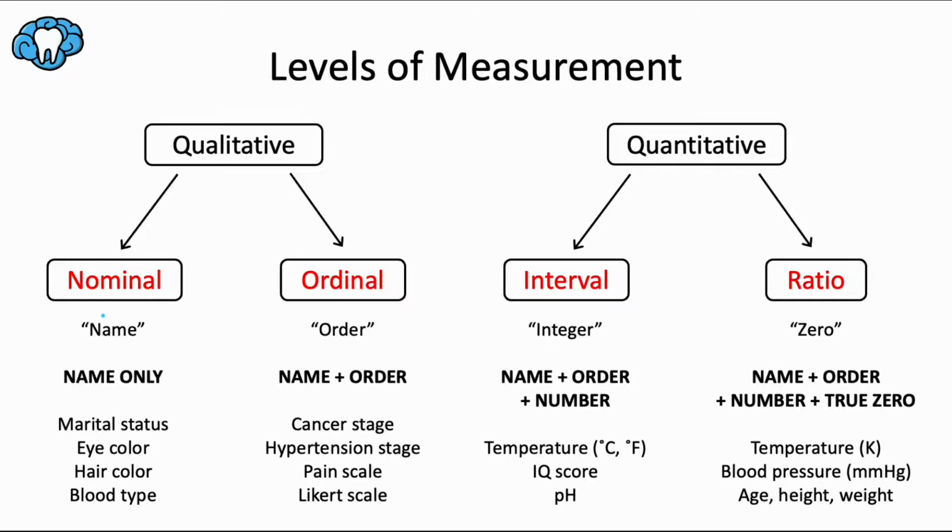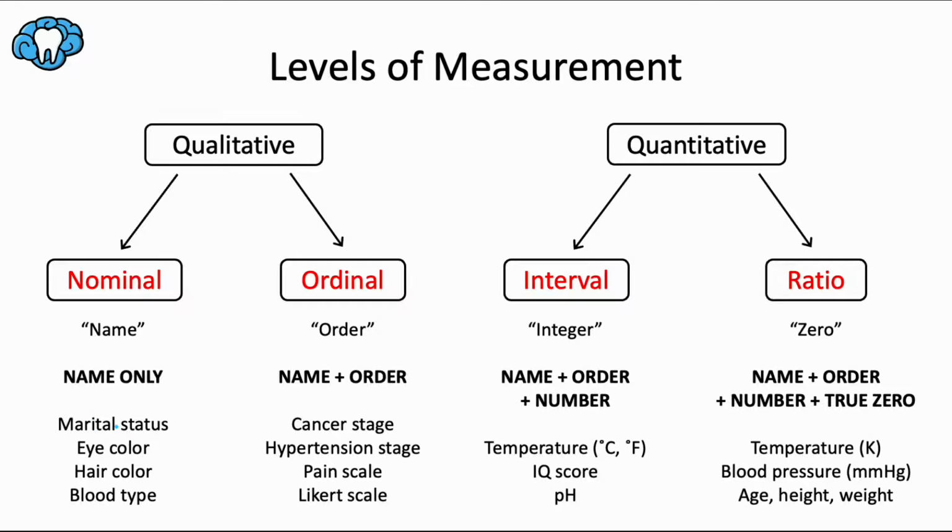So let's start first with the nominal data. I want you to remember for this one, names or labels. The word nominal literally means in name only. So nominal variables are things like marital status, eye color, or hair color. There's no measure of distance between the possible values.